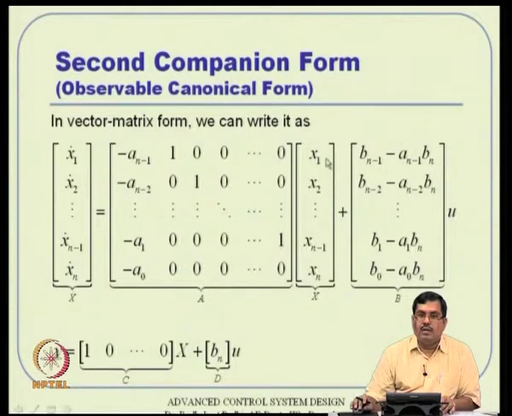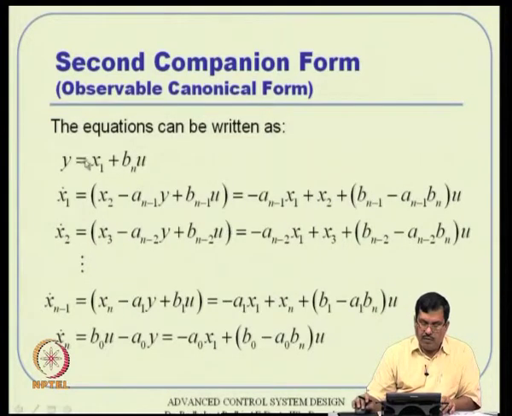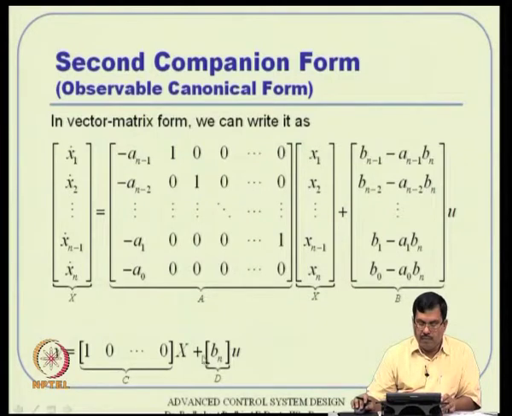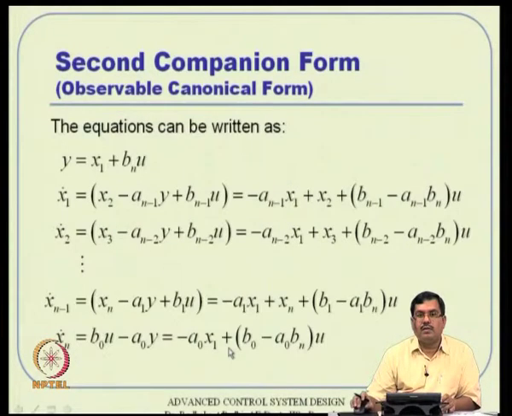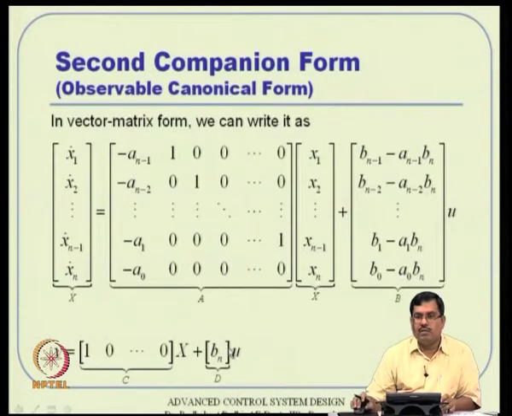And then this corresponding B matrix is full, because everything is a function of u also. So, all these entries will have some numbers all the way. And then simply from the definition, y is nothing but x1 plus b_n times u, that will give you the C and D matrix directly. So, that is what is happening.